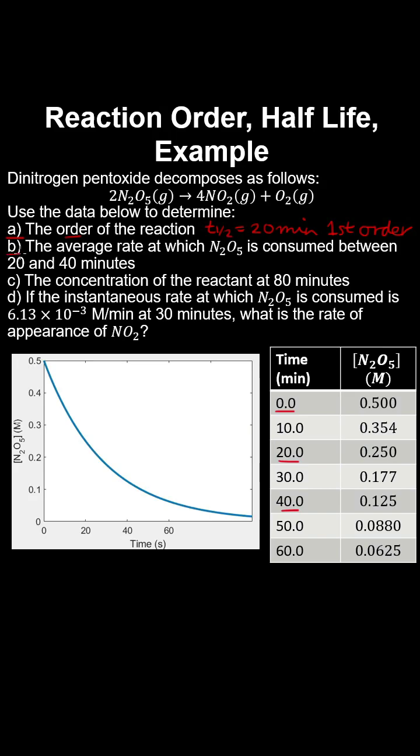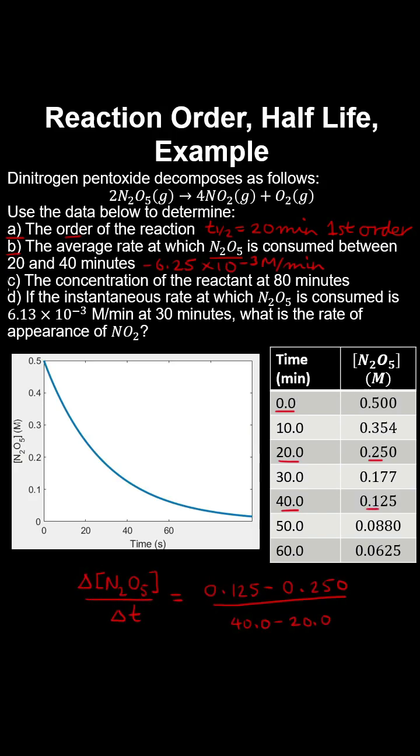Now the average rate at which the reactant is consumed between 20 to 40 minutes can be obtained by taking the change in concentration over the change in time. Now the concentration of the reactant at 80 minutes can be obtained using the half-life. So effectively the concentration just keeps getting halved, which gives the following result.